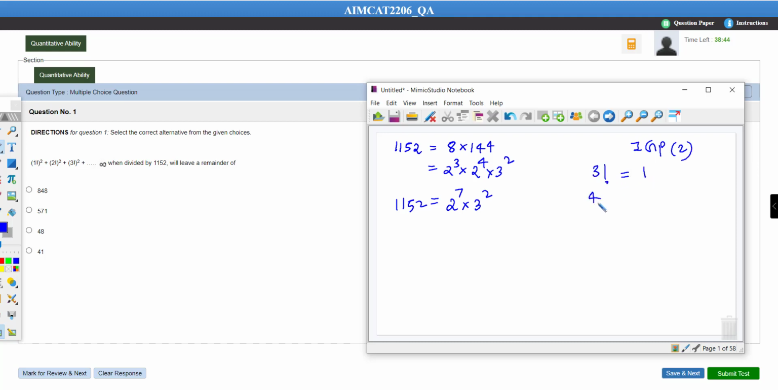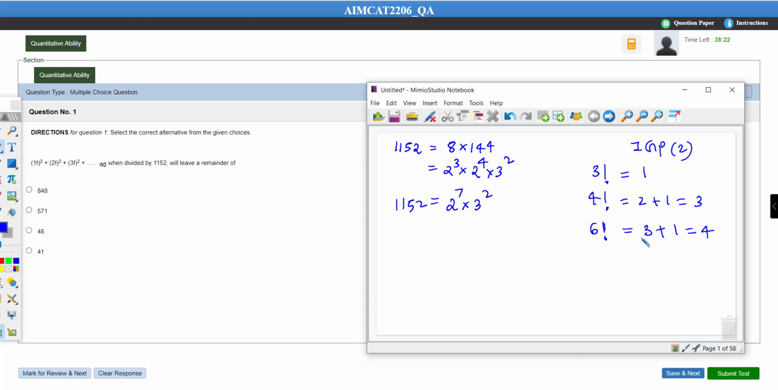In 4 factorial it is 2 plus 1, that is equal to 3, which means 2 to the power 3 is there. If I square that, it will become 2 to the power 6. We don't want that. So we do not need to check 5 factorial; we can directly go to 6 factorial. In 6 factorial the power of 2 is 3 plus 1, that is equal to 4, which means 2 to the power 4 is there. If I square that, it becomes 2 to the power 8.